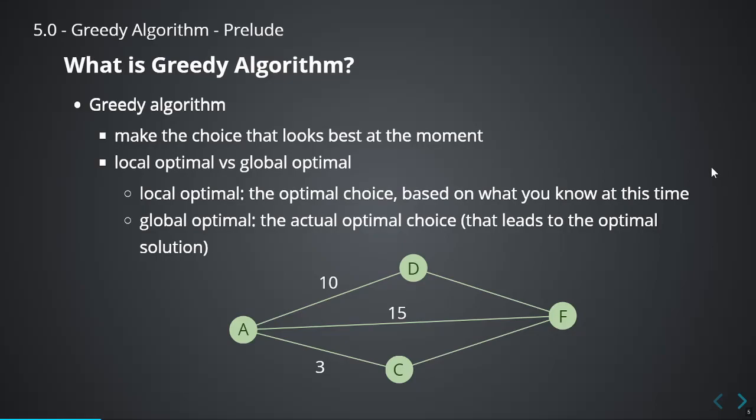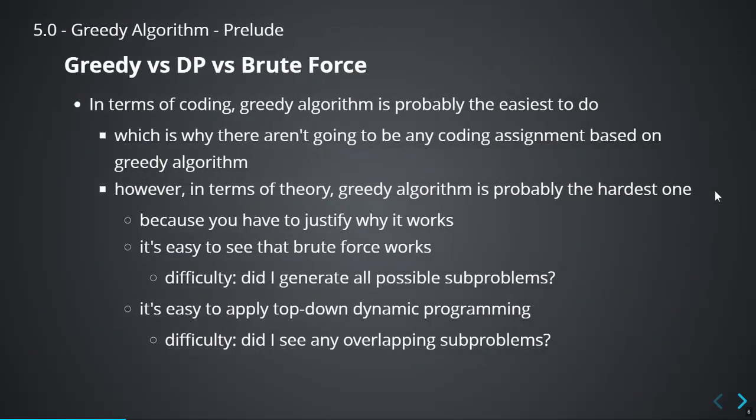I hope that makes sense. It's very easy, right? So I'm going to choose the local optimal, and I hope that the one that I chose is actually part of the optimal solution. It may be the case, it may not be the case. So in terms of coding, actually, greedy algorithm is very easy to do, which is why I'm not going to make any assignment based on greedy algorithm.